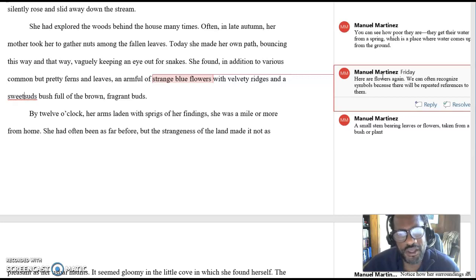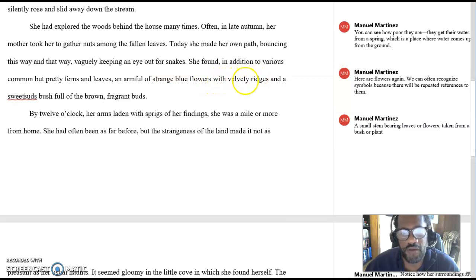Again, we still have to think about, wait a minute, are the flowers only about being pretty, or is there something else that's going on in there? But just keep that in mind. It seems we like them. They've got velvety ridges. It seems pretty. She finds a sweet suds.